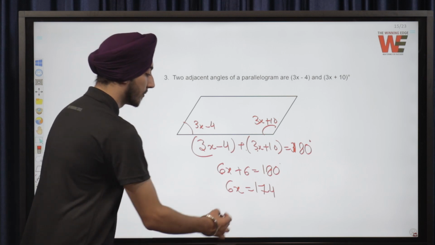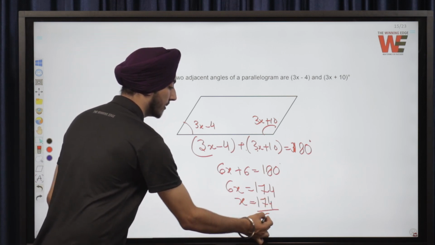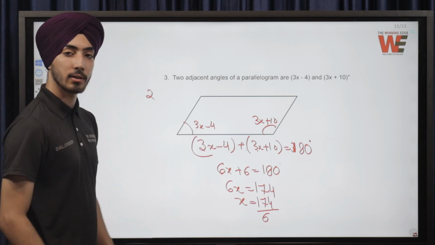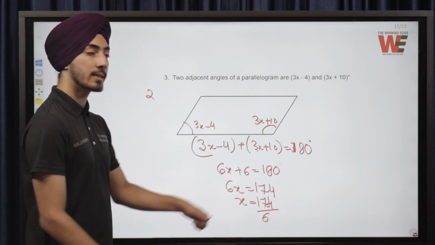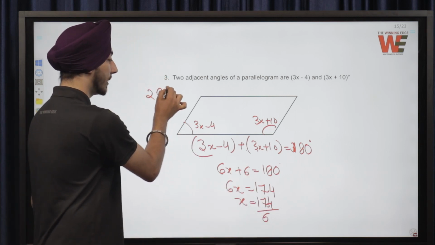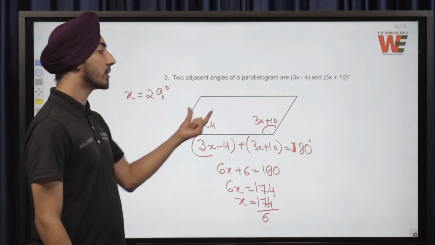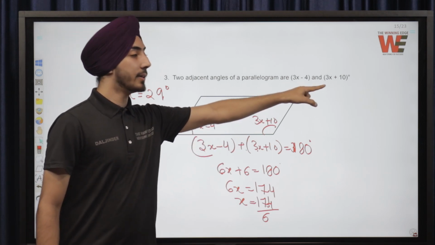Right? What will be the value of x? X will be equal to 174 upon 6. Right? 6 2s is 12. So we'll write down 2 here. Okay. 5 is left. So we'll copy down 5. 6 9s is 54. So 29 degree is the value of x here. Now we don't have to just find the value of x. We have to actually find out the angles. What were the angles? The angles were 3x minus 4 and 3x plus 10.